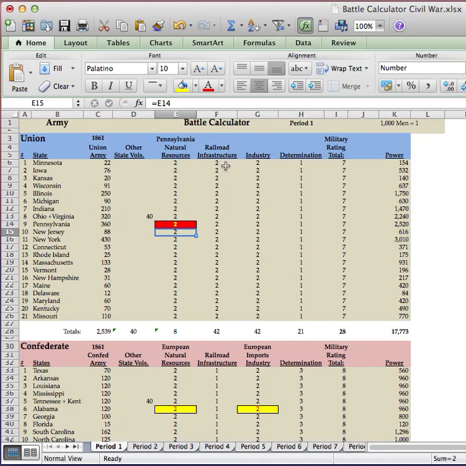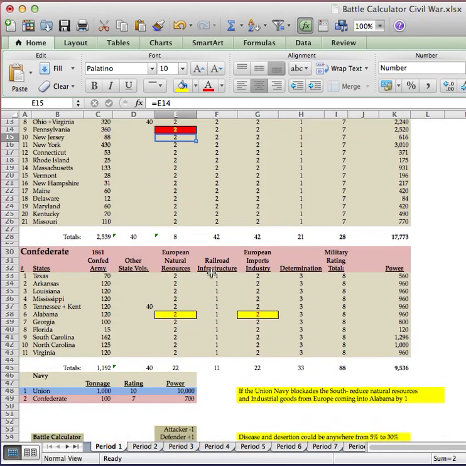Railroad infrastructure is at a 2, and those are the same for everyone. And industries at a 2. Determination is at a 1. The reason we use a 1 is because the Union will be going into and fighting mostly on southern territory, and people always fight harder when they're defending their home territory than the invaders do. So then we get our military ratings, which are shown here, and then the power, which is there for looks mostly.